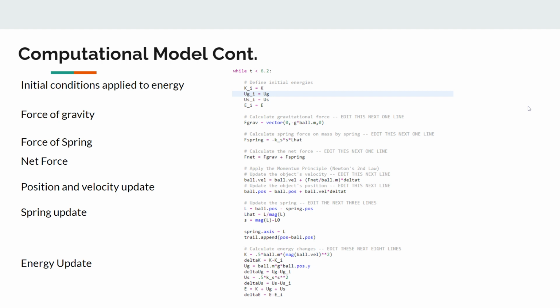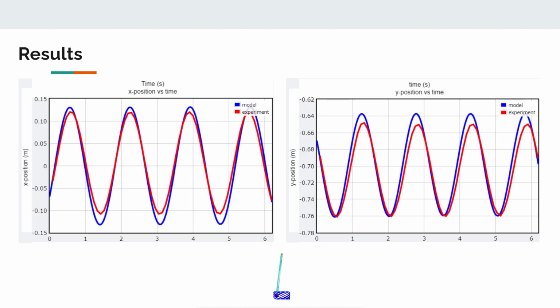Now we're going to apply those initial conditions that we found before to our energy components, and then we're going to find the force of gravity and the spring force in order to find the net force, so that we can then use that net force in our position update and velocity update formulas. And then we're also going to update the spring as well. And then we'll finally update the energy so that we can now plot all of this on one curve together.